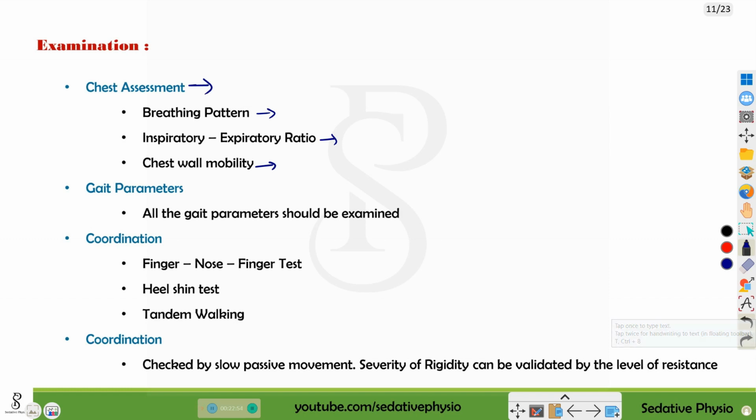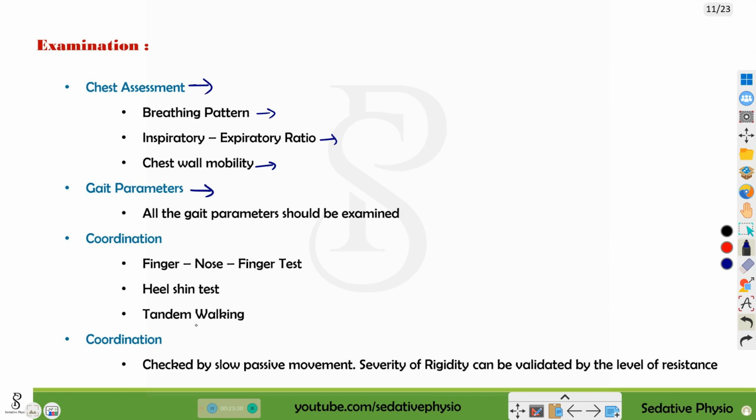Okay, now gait parameters. In the observation, we had also discussed the gait. Here in the examination section, we have to check each and every event and parameter of the gait, like the step length, the stride length, the cadence, the step duration, the stride duration, and the pelvic tilt. Apart from these parameters, we have to check all the events of the gait, like in the stance phase we have heel strike, foot flat, mid stance, heel off and toe off, and in the swing phase we have acceleration, mid swing and deceleration. So we have to check all these parameters and all these events of the gait.